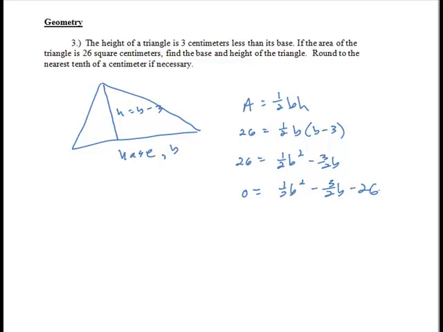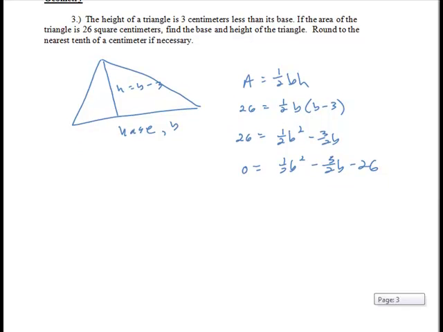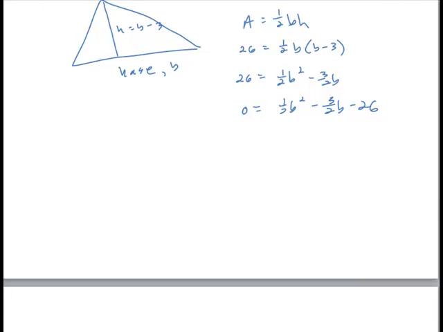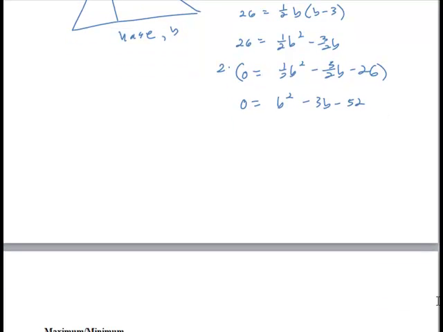Set it equal to 0. And you can certainly solve this quadratic using the quadratic formula in this form. Or you could clear the fractions as we discussed earlier on in the course. Multiply through by the least common denominator 2, which gives us b squared minus 3b minus 52. Either way, using the quadratic formula will still give you the same answer, which in this case would work out to be b is equal to 8.9 and b is equal to negative 5.9.